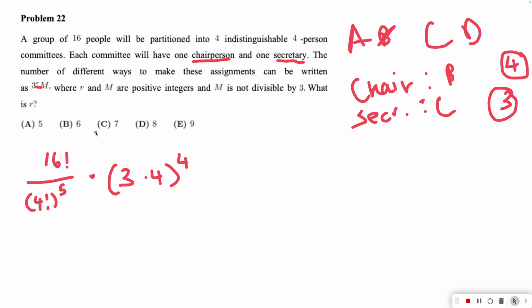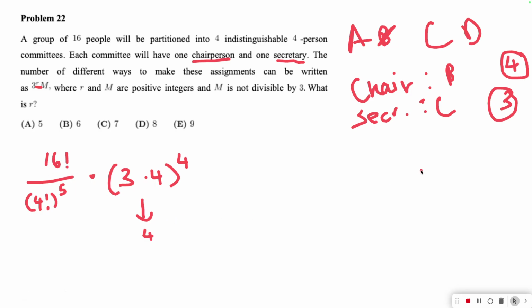Okay, so now this is the amount of ways that we can put 16 people into 4 indistinguishable groups. This is the amount of ways with the conditions, and now we're just asked to find the power of 3. So firstly, let's find this. This is easy. This gives us 4 3s, 1 for each power. Okay, now how do we find these?